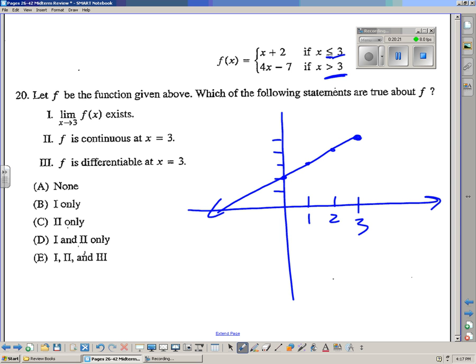And then 4x minus 7, if we think about what that is, that has a y-intercept of negative 7. We'd have to go up 4 over 1, and again, up 4 over 1, repeating that slope.